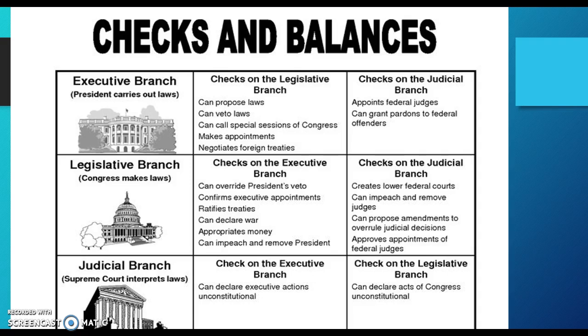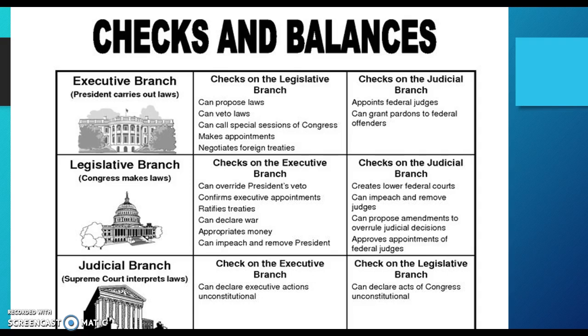In addition, we have checks on the judicial branch. The judicial branch, of course, is the court system. The president is the one who gets to appoint federal judges. And the president can also pardon people who have been convicted of a federal offense. Next up is the legislative branch. This, of course, is Congress, and they make the laws.